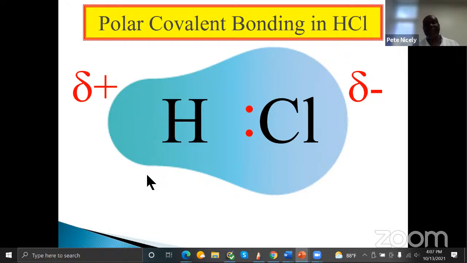So therefore, when you look at the actual molecular orbital that would represent the region in which you'll find the electrons that are shared between the two atoms, the orbital will have a larger lobe around the chlorine atom and a smaller lobe around the hydrogen atom. So that shows you how the electrons are being displaced in favor of the chlorine and away from the hydrogen. So this is just a simple example of what we call a polar covalent bond, all right?